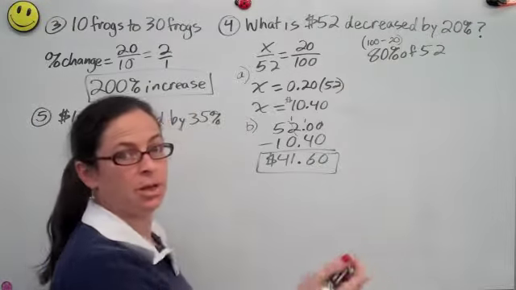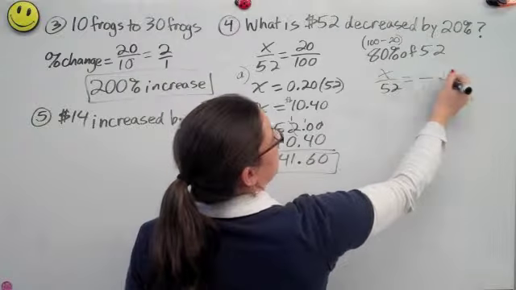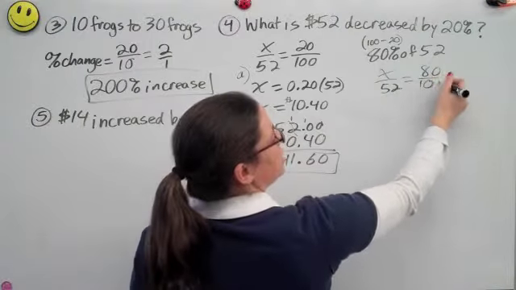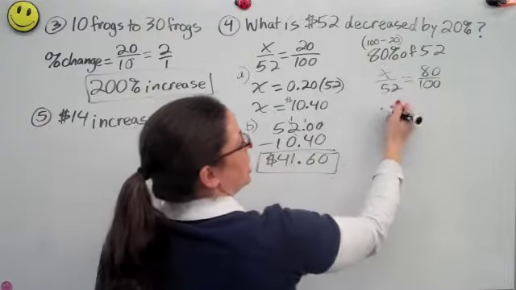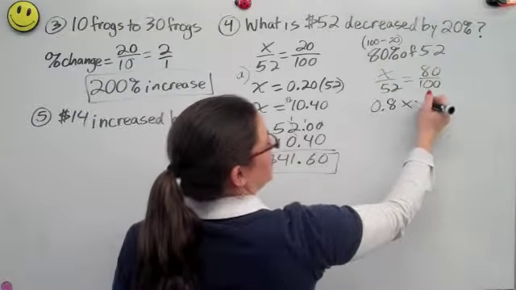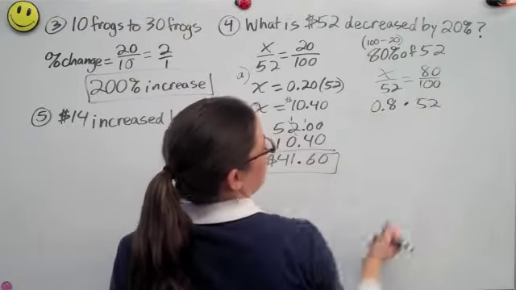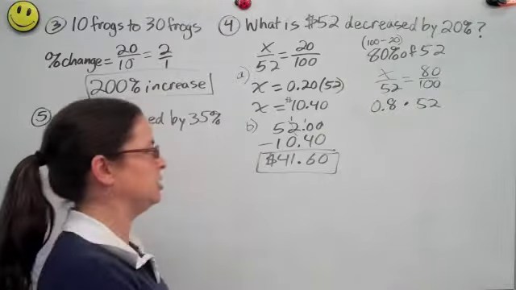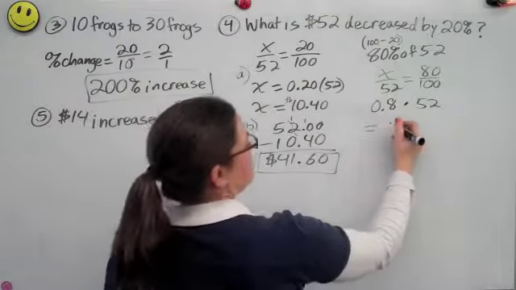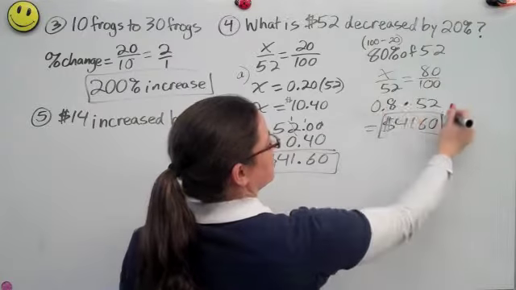You can either set it up as a proportion, x over 52 equals 80 over 100, or you can just do 80%, which is 0.8, of means multiply times 52. And if I do 0.8 times 52, I will once again get $41.60.